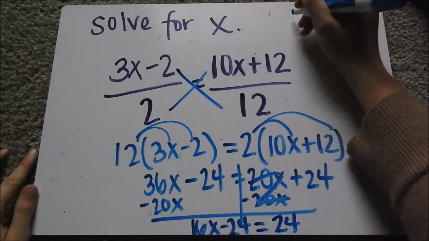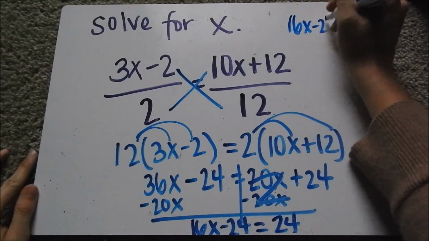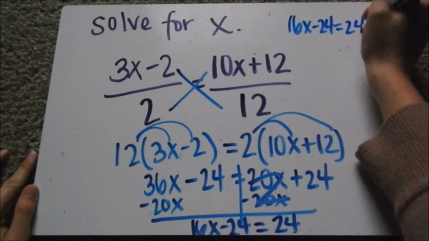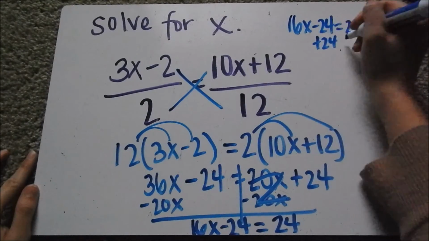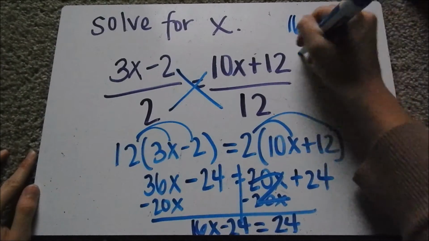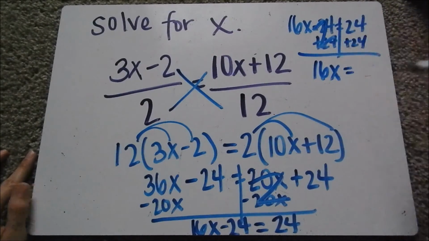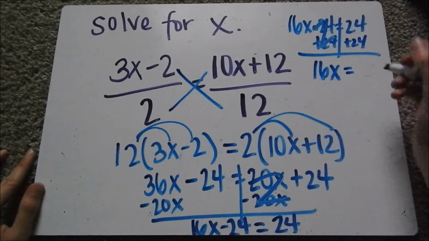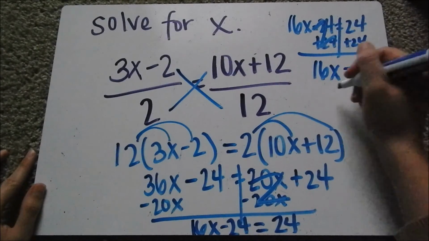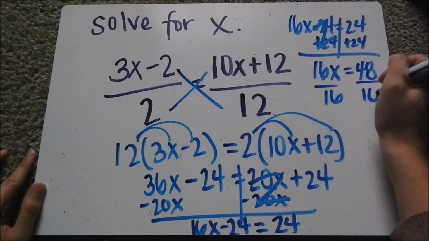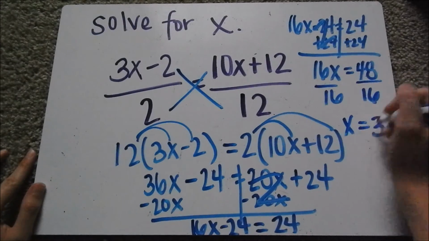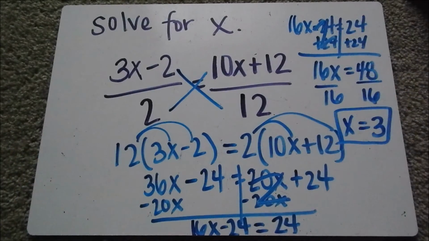And I'll come up here so we have more room. So now we will add 24 to both sides. That will zero that 24 out. 16x equals 48. Divide both sides by 16 and we get x is equal to 3.